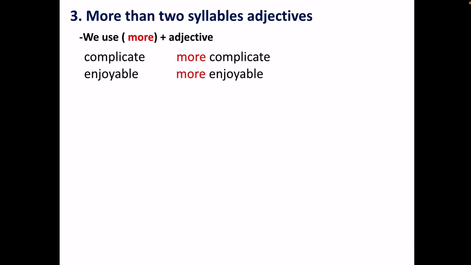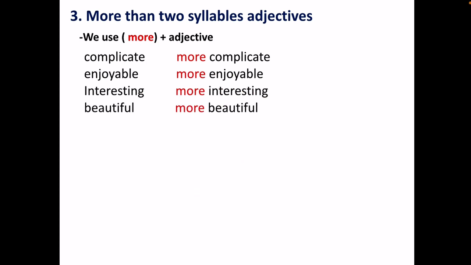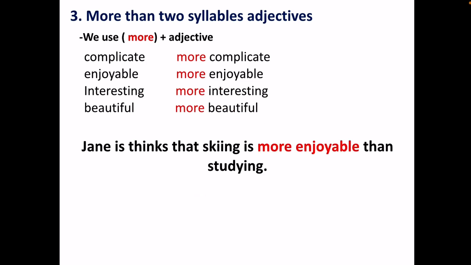Enjoyable, more enjoyable. Interesting, more interesting. Beautiful, more beautiful. Jane thinks that skiing is more enjoyable than studying. Now انتبهوا انه هنا skiing و studying they are not verbs. هنا skiing و studying they are nouns, gerund nouns, okay? You know that.